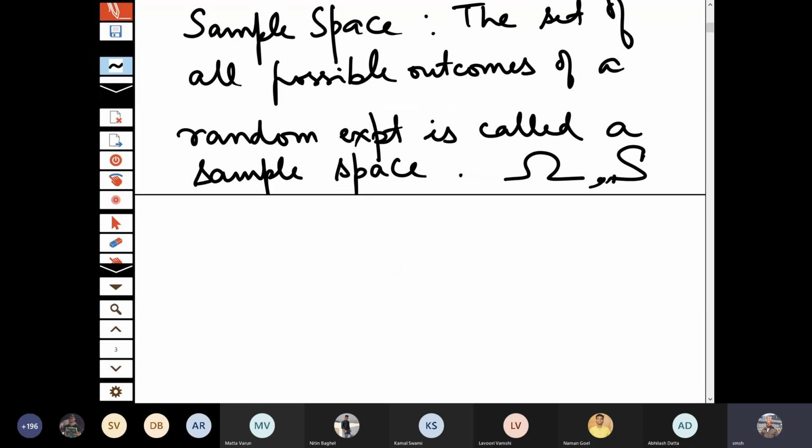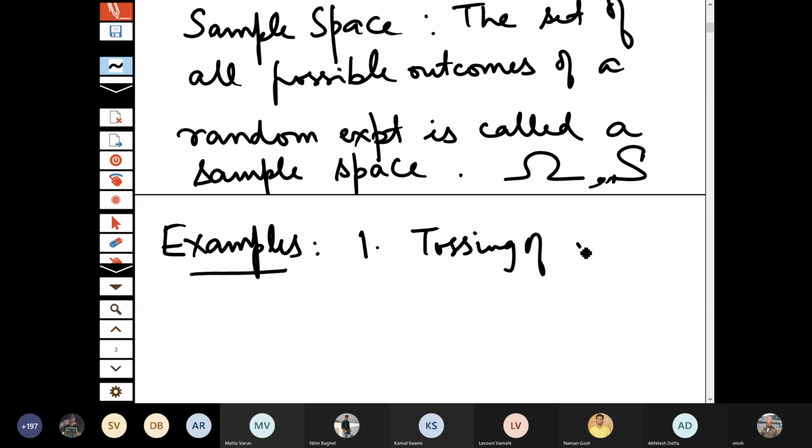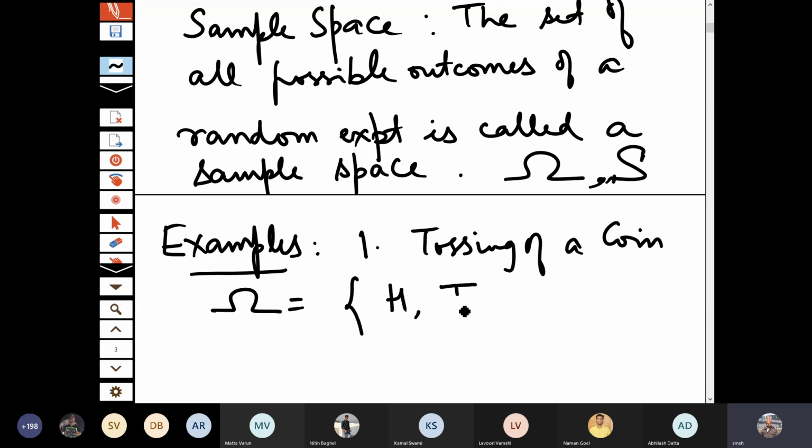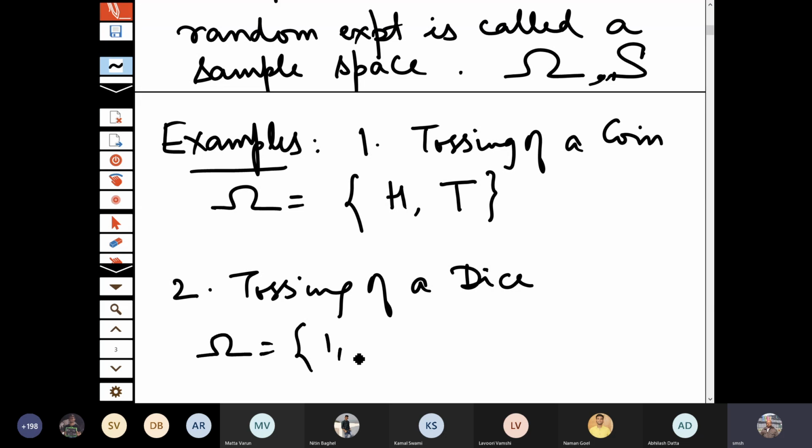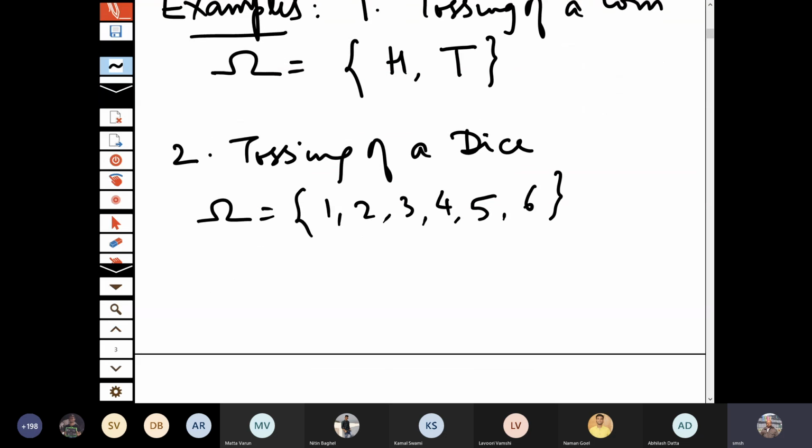So let us consider some trivial examples. Let us start with the simplest, tossing of a coin. You can have the sample space, either head comes or the tail comes. You can have, say, tossing of a dice, and if we look at the uppermost face, then you will have the numbers 1, 2, 3, 4, 5 or 6.